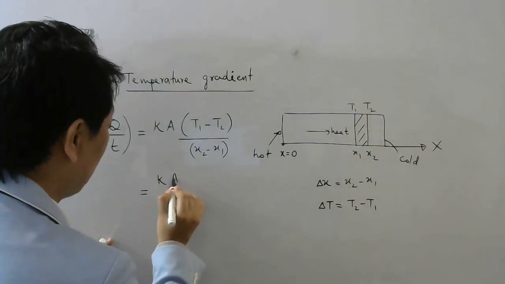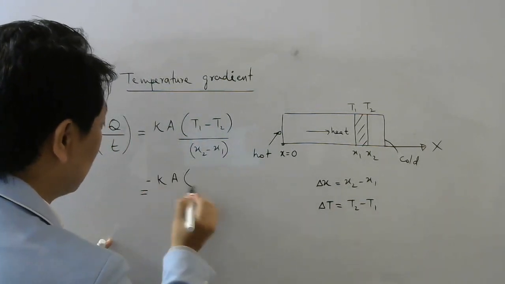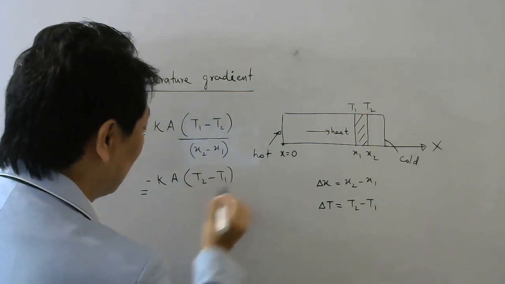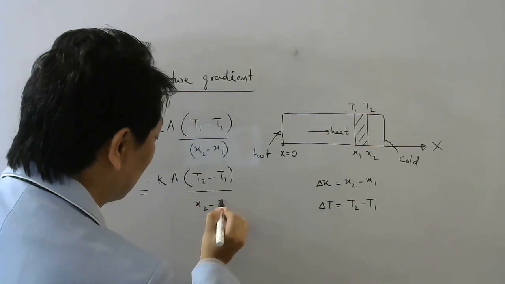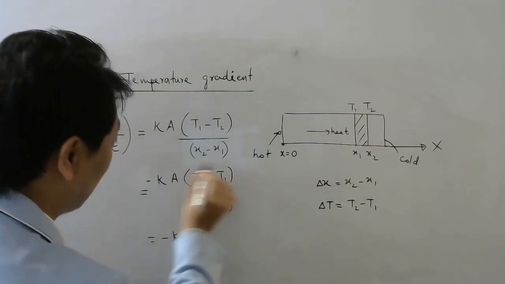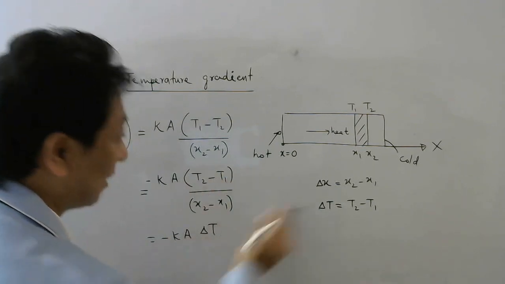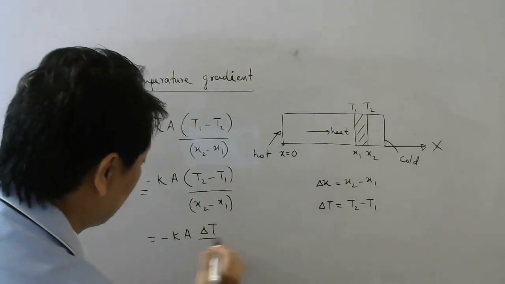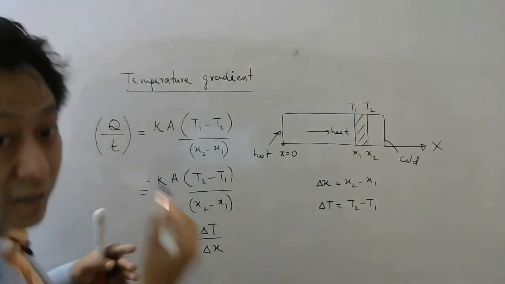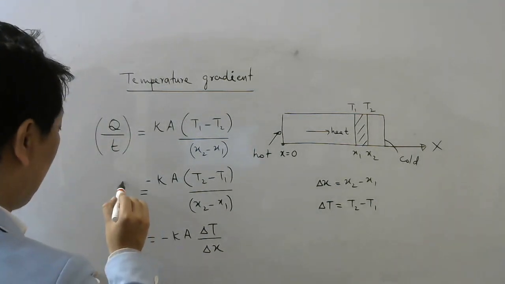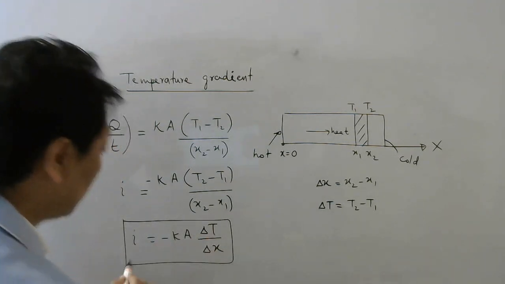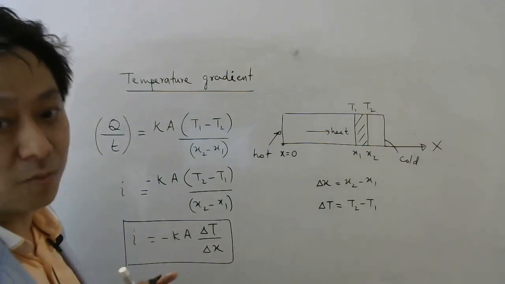Now, if you want to write in terms of change in temperature, then how I will write this? Ka, let me take minus outside actually, then I will get T2 minus T1 divided by X2 minus X1. And this can be written minus Ka, and this T2 minus T1 I can write delta T, and X2 minus X1 I can write delta X. And this Q by t, since it is constant, let us give it a symbol I, which we also use for heat current. So the heat current can also be given by this formula.